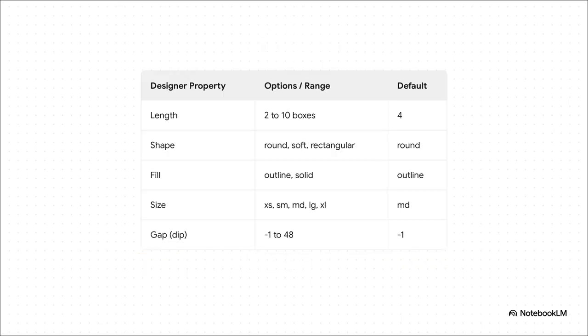Now, for the developers tuning in who want to know the exact levers they can pull, the designer gives you total control over these parameters. You can set the length anywhere from 2 up to 10 boxes. But what I really love here is the dynamic gap property. By default, it's set to -1, which means the component automatically calculates and scales the gap size proportionally based on your chosen size token. It keeps everything mathematically balanced without you having to guess the pixel counts.